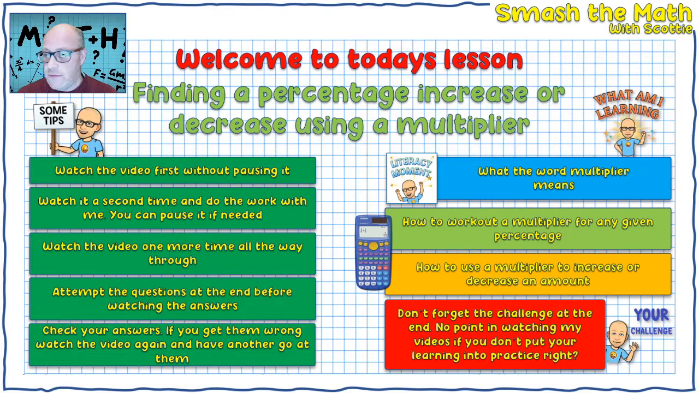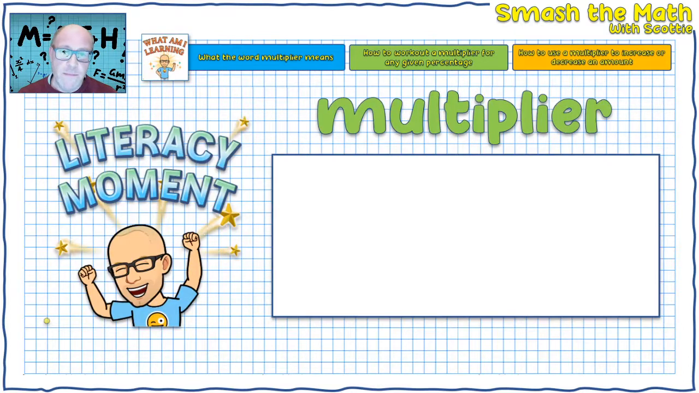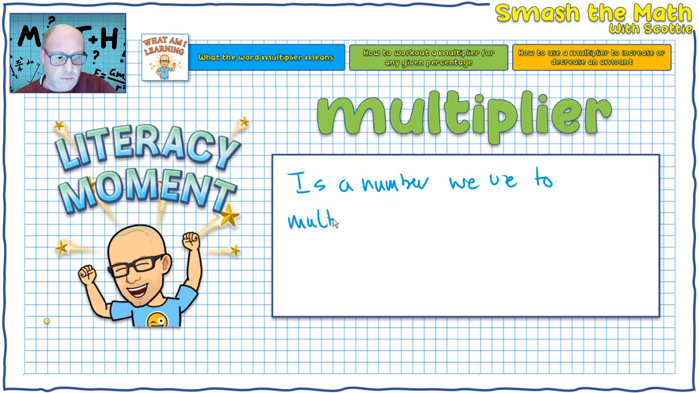Okay, right, so let's very quickly then look at multiplier. It's really simple. A multiplier is a number we use to multiply, hence the word, another number. Okay, and you can write that down if you'd like to.